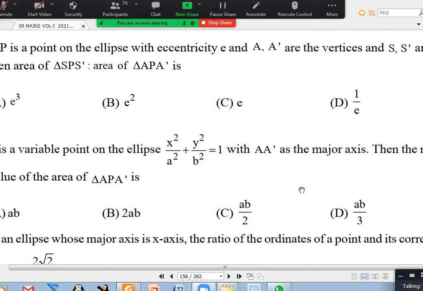Any doubt about 48? No doubt. Okay. Basically, the base is 2ae and the height will be maximum at the end of the minor axis. So it is half into 2ae into b.